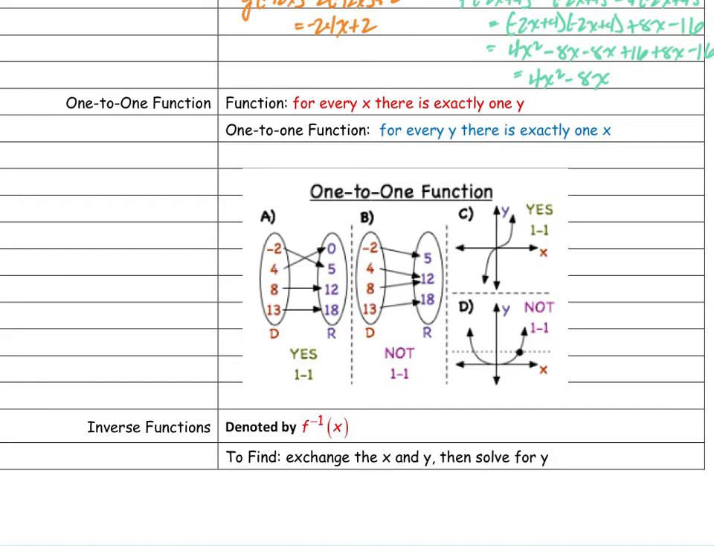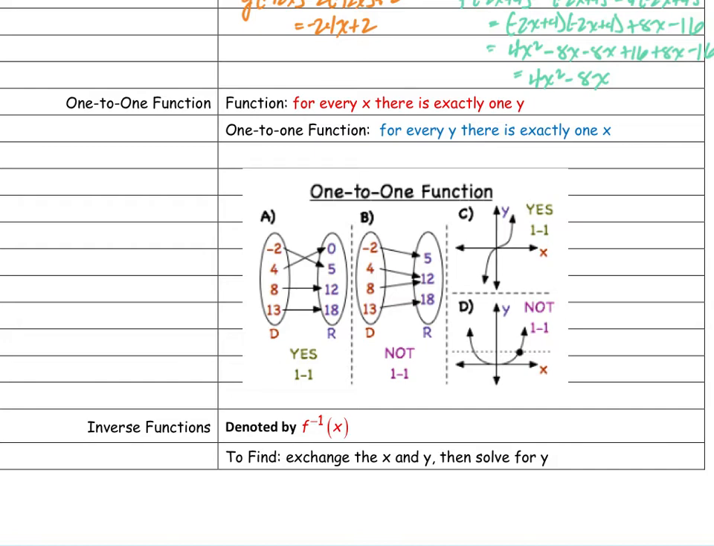But in order for it to be a one-to-one function, it has to be a function, which means for every x, there's exactly one y. And the reverse is true also. For every y, there's exactly one x. So not only does it have to pass a vertical line test, it has to pass a horizontal line test to be one-to-one. And the x's and y's can only go to one each. It can only have one each.